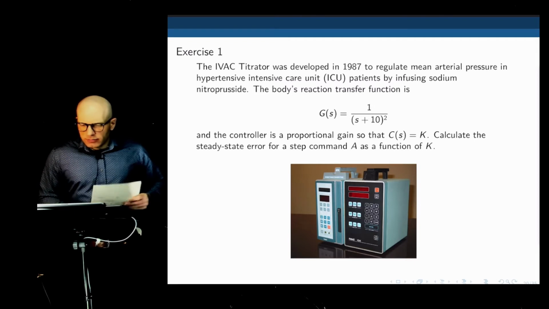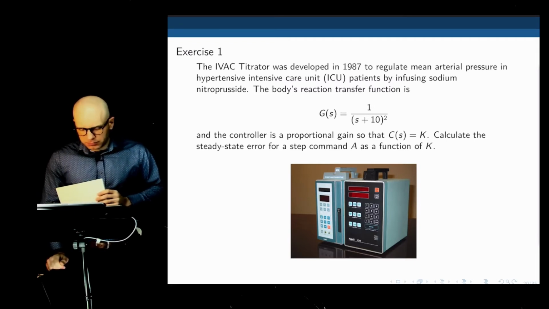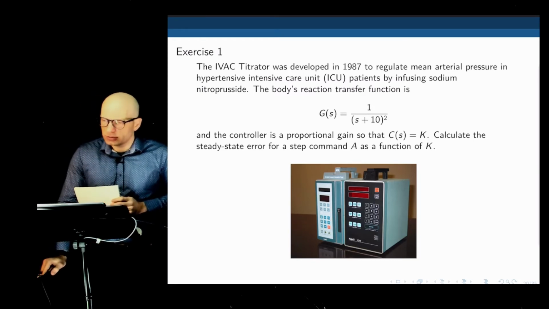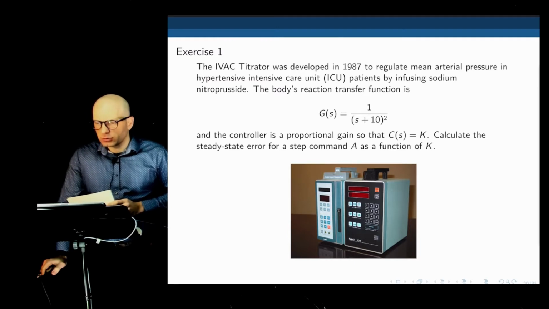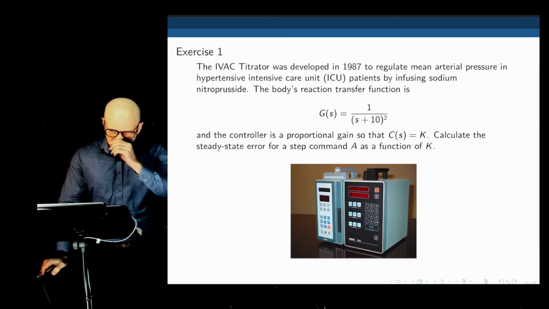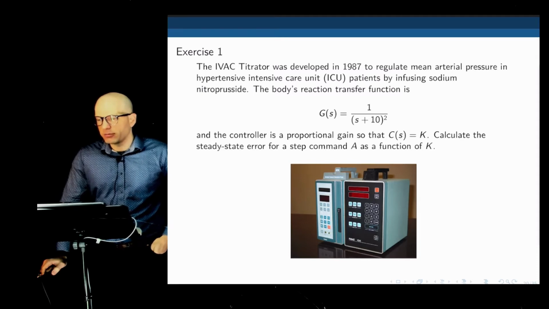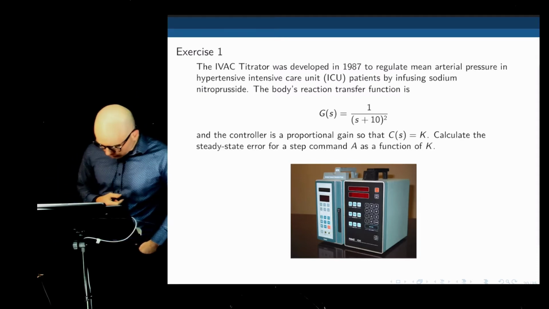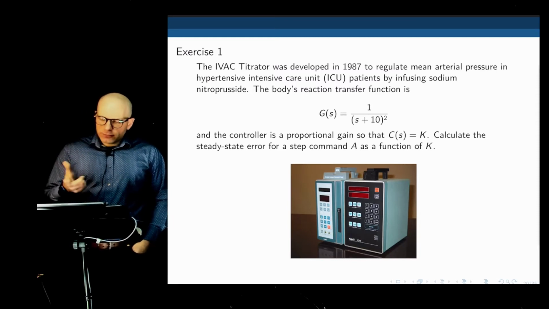So this was developed in 1987, so it probably works with some sort of analog controller inside there using operational amplifiers, or maybe even some sort of small, simple digital controller. But early control systems methods used analog operational amplifiers to implement the control scheme.